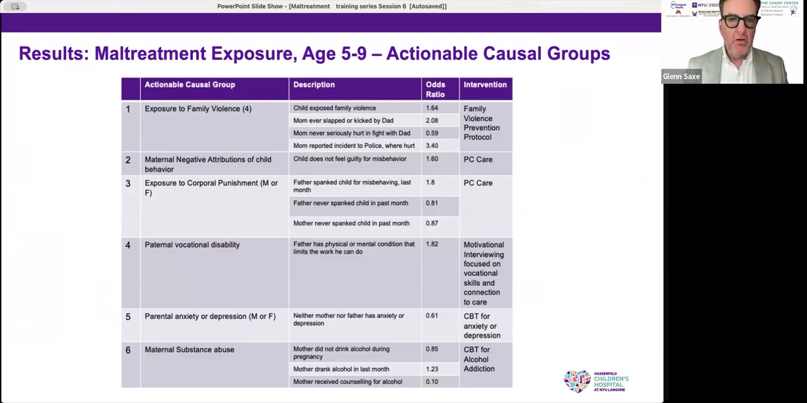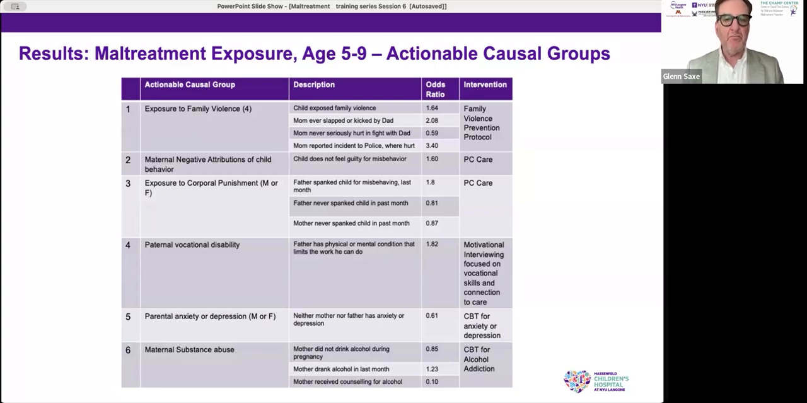So basically, we could look at what we're calling 6 actionable causal groups. Their different causes seem to point to the same sort of problem, which has an intervention that we could think about. So, exposure to family violence is a group, but you could see the different variables that made this up. And then we have an odds ratio to tell us the sort of risk. And then we wrestle with coming up with an intervention for it.